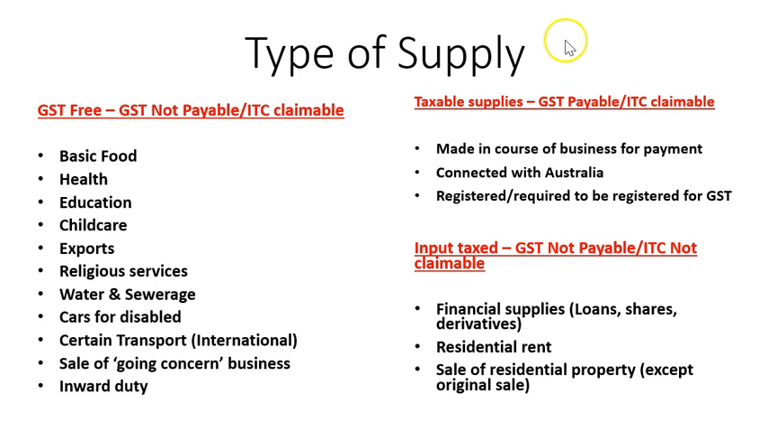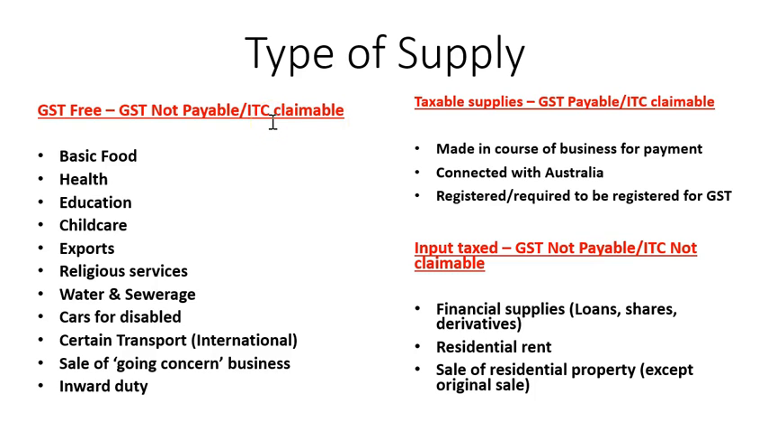Next we're going to talk about the types of supply for GST purposes. The first one is GST-free supplies. This simply means that GST is not payable on these goods. So when you purchase goods in these categories, GST will not be built into the price because they are exempt from GST. Essentially, GST is not payable and income tax credits are claimable.